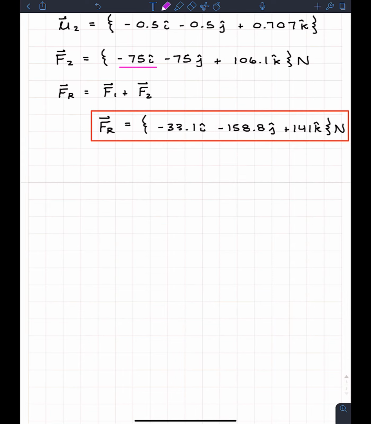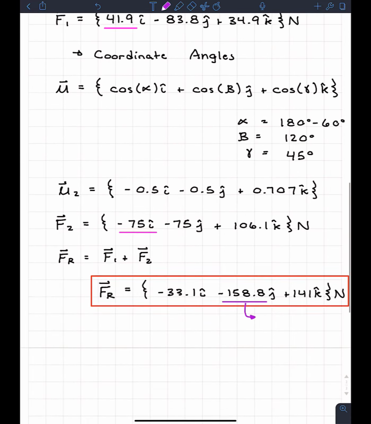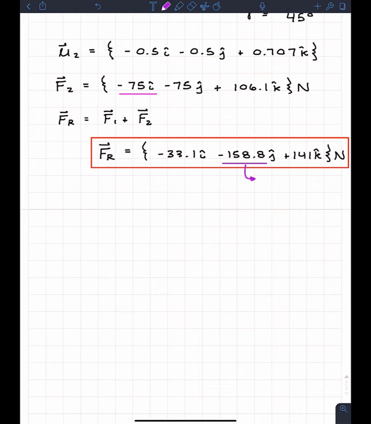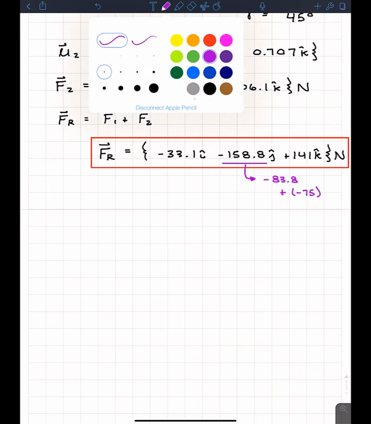So if we were to look at where the components come from, like the negative 158.8, what we see is we're going to take the j component of F1, which is negative 83.8, and then we're going to add on the j component of F2, which is negative 75. You add those together, you get negative 158.8. So that's question A, part A.